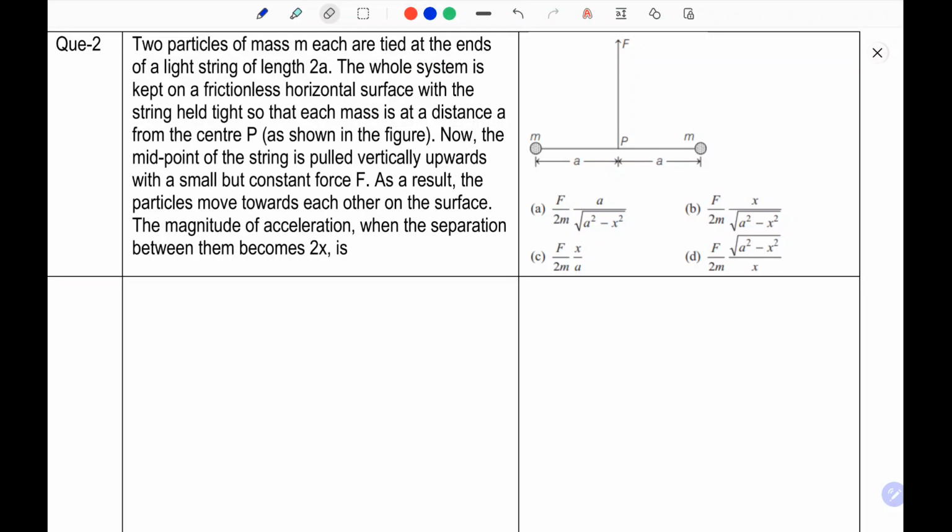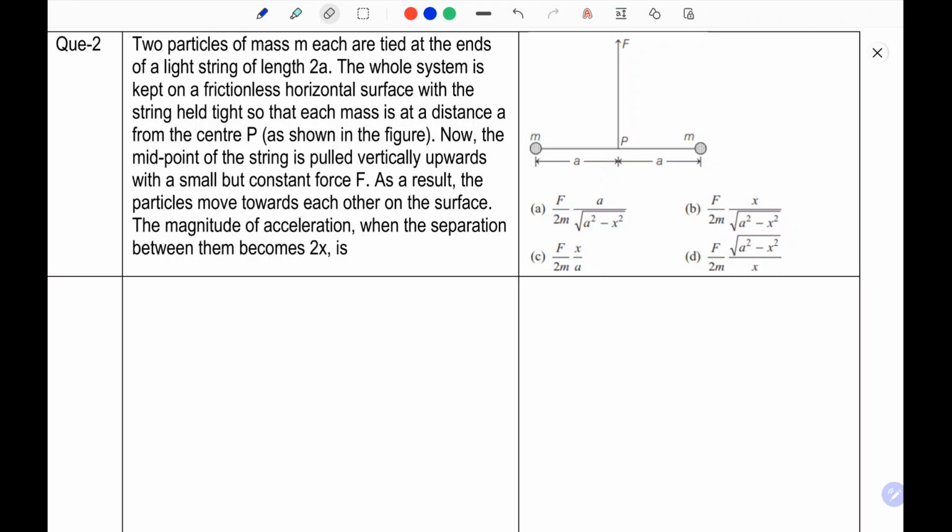Second question is, two particles of mass m each are tied at the ends of a light string of length 2a. The whole system is kept on a frictionless horizontal surface with the string held tight so that each mass is at a distance a from the center P as shown in the figure.